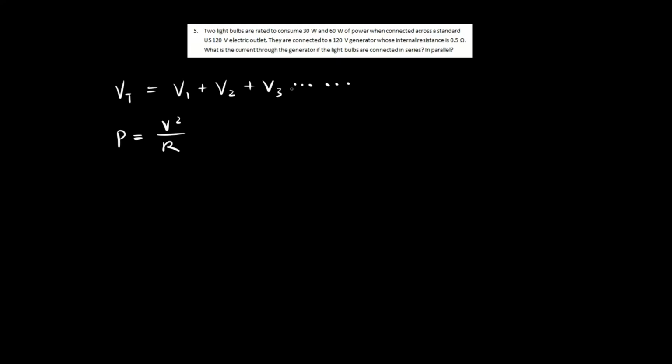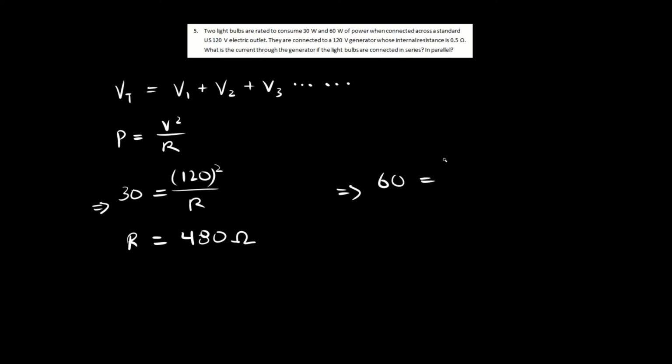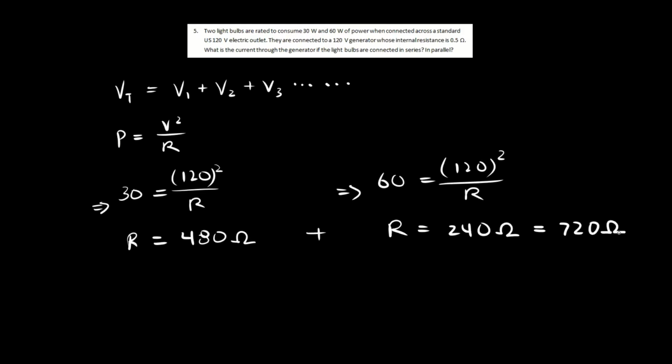So the resistance of the 30 watt light bulb would be 30 is equal to 120 squared over R. So R is equal to 480 ohms. The resistance of the 60 watt light bulb is 60 equals 120 squared divided by R. So R equals 240 ohms. We can add these two values together to find 720 ohms is the total resistance of the two light bulbs in a series circuit.